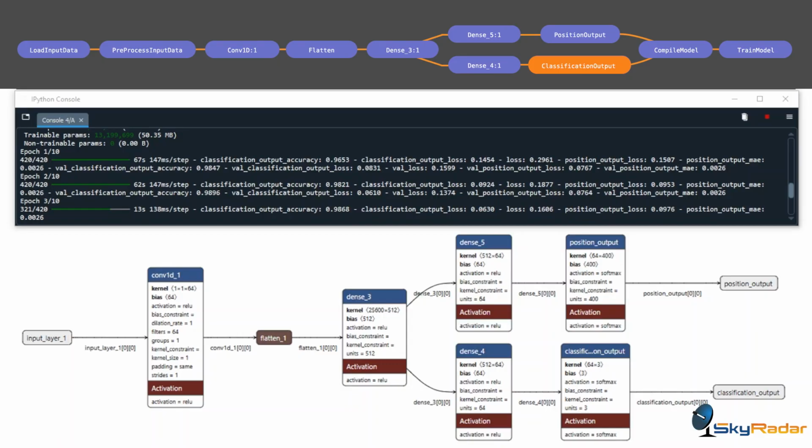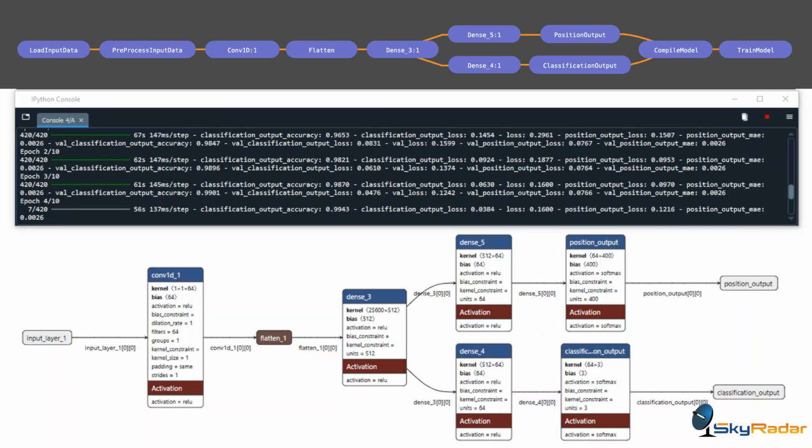Class 0: No target present. Class 1: Target with low radar cross-section, RCS. Class 2: Target with high RCS. Like the position output block, the classification output block also uses a softmax activation function, ensuring the outputs represent probabilities for each class. Finally, the outputs from both branches are passed into the model compile block, where the model is prepared for training, and then into the train model block, where the training process takes place.